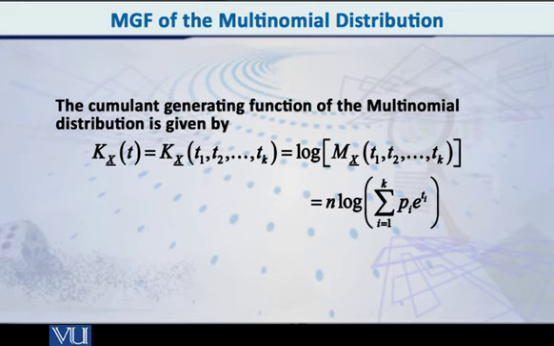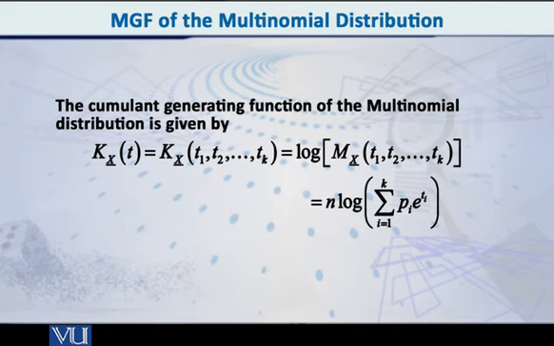So in this particular case, the CGF, the cumulant generating function of the multinomial distribution, is given by capital K_X(t1, t2, so on up to tk), and X here is the random vector. So this entity is equal to the logarithm of M_X(t1, t2, so on up to tk).